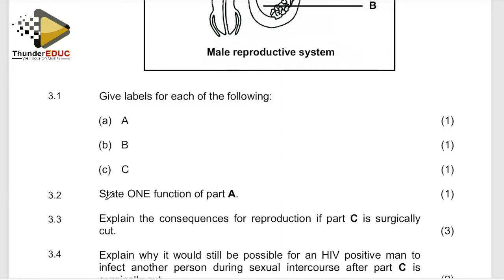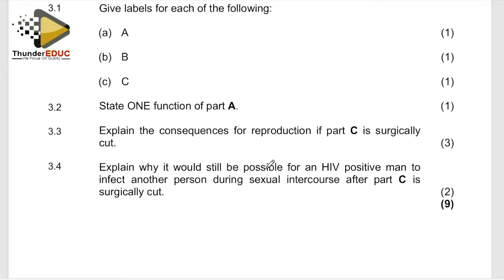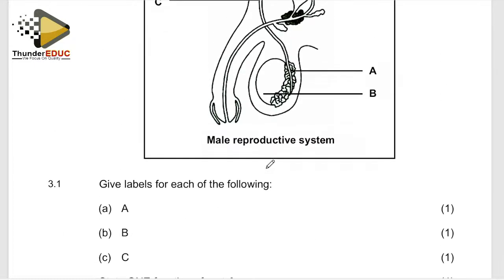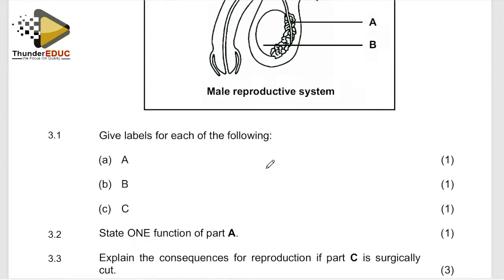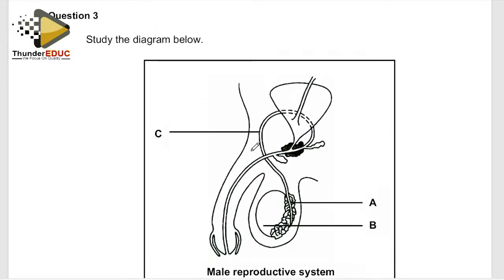Then they're saying, state one function of part A. It stores sperms until they mature, or they store sperms and allow them to mature. And then they're saying, explain the consequence for reproduction if C is surgically cut. So it's the same thing. You see that they keep asking you similar questions. You don't stop there. You keep writing down, and the more you write down, the more it sticks in the head, and the more you won't confuse it.